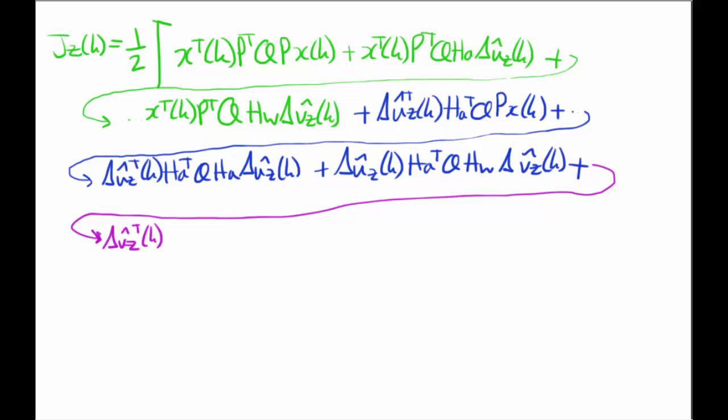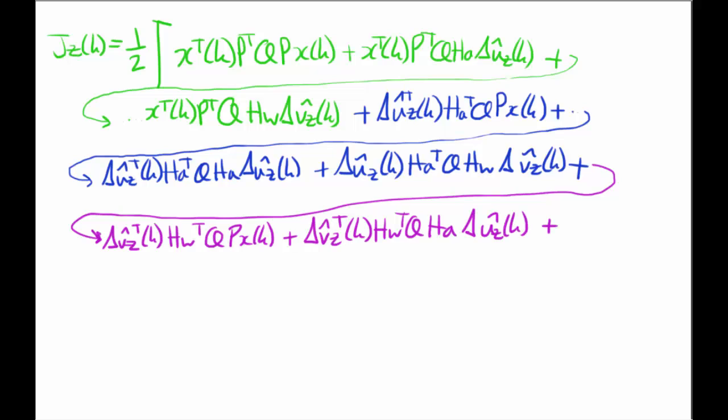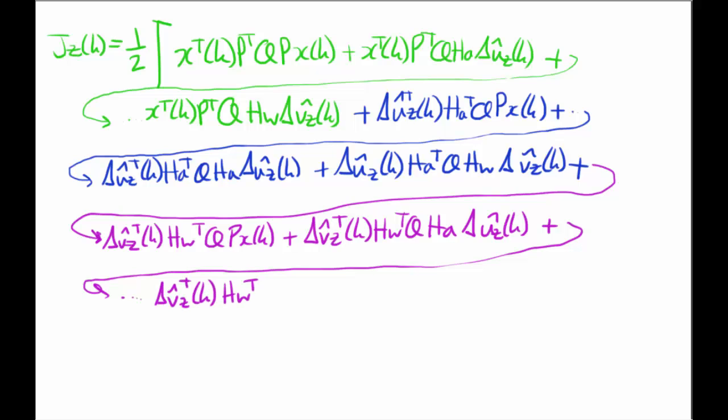And then the next one is delta VZ hat transpose by HW transpose. So they're just the starting values, you can see them there. Just to finish it off here.